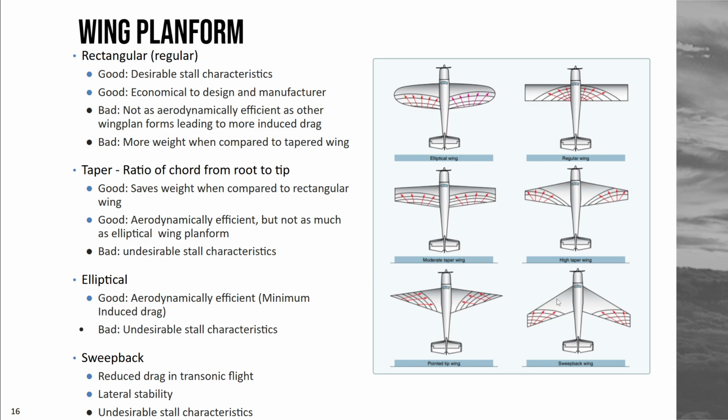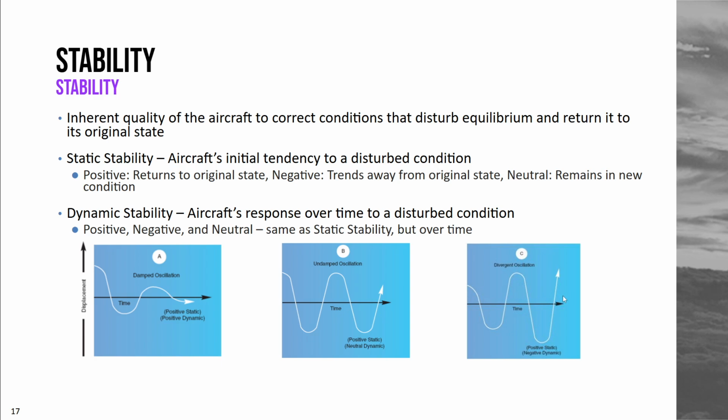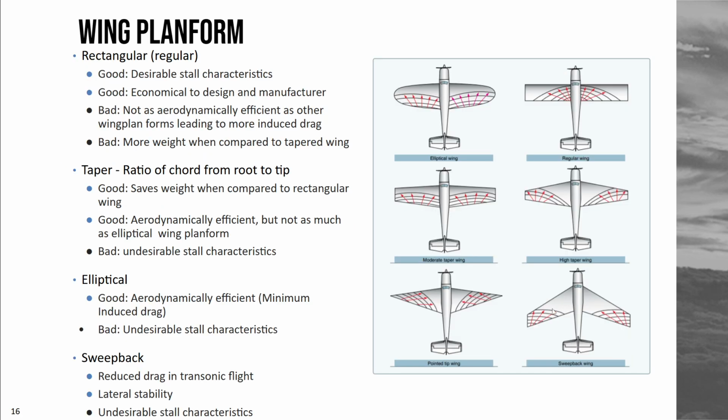Next is the swept-back wing. It reduces drag in transonic flight. Not going to get super in-depth on that. It's inherently laterally stable and has undesirable stall characteristics. It stalls from the wingtips, which can potentially lead to a stall. These are the wings we see on practically every airliner.